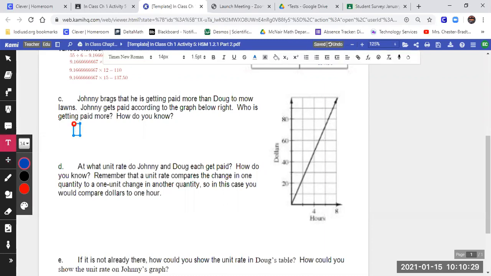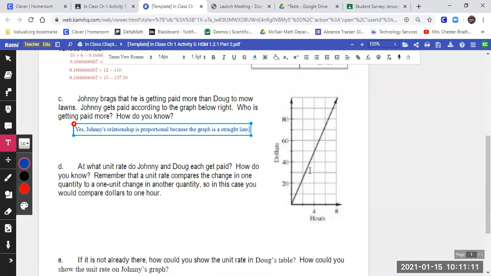So we started this lecture talking about what the graph would look like. So is Johnny's relationship, which is this graph, proportional? Yes, Johnny's relationship, we're putting this in too, is proportional because the graph is a straight line. Okay, that's the start of it.